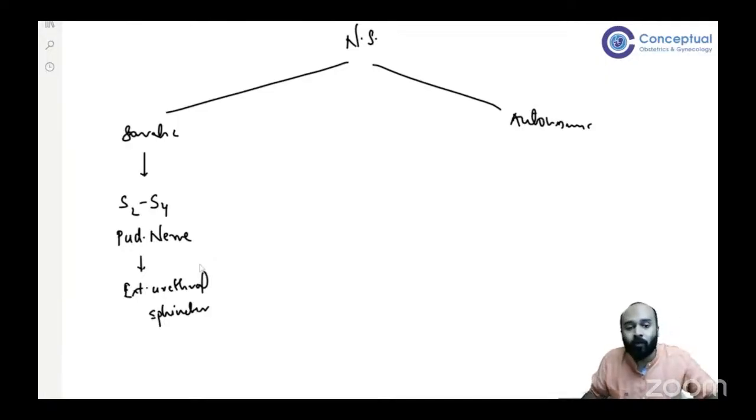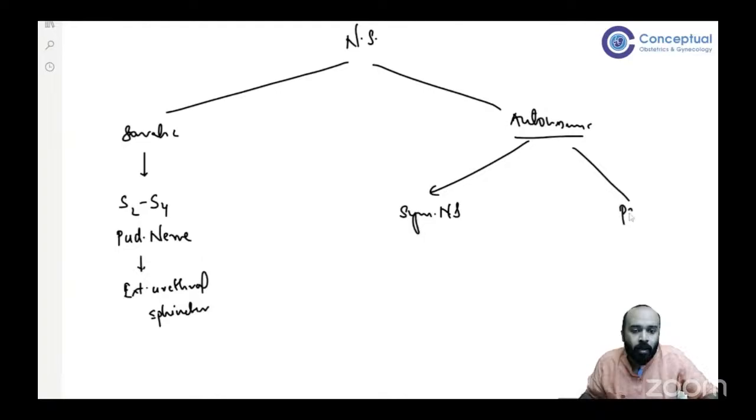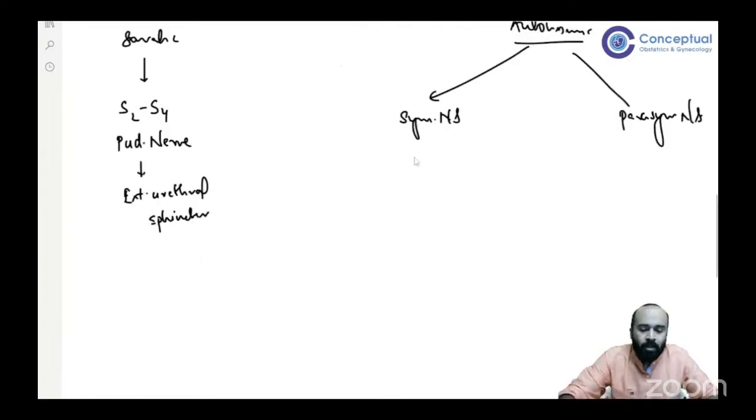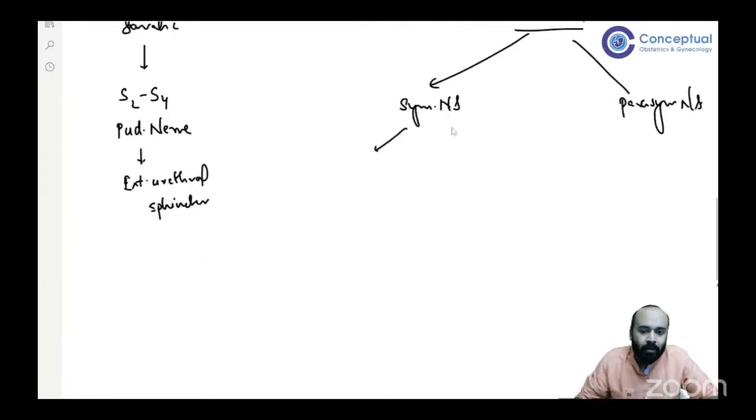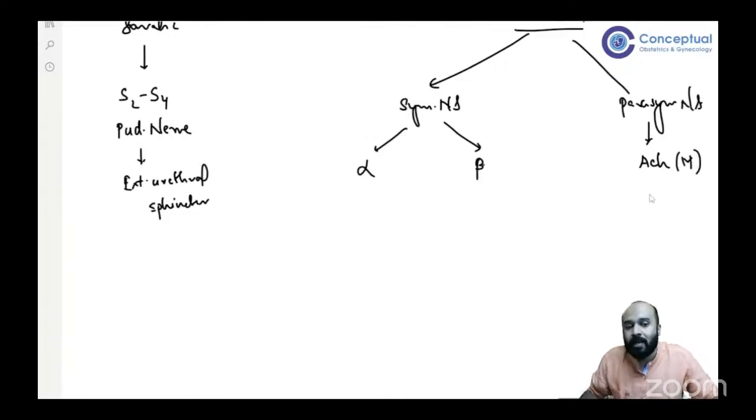What is not under your voluntary control will be your autonomic nervous system. In that, you have sympathetic nervous system, and you have parasympathetic nervous system. In sympathetic nervous system, we have all heard about the adrenergic receptors. So there's going to be alpha and beta. Whereas in parasympathetic, it is going to be acetylcholine receptors, which, if I'm going to subclassify, it is going to be the muscarinic receptors and not the nicotinic receptors that are going to act.